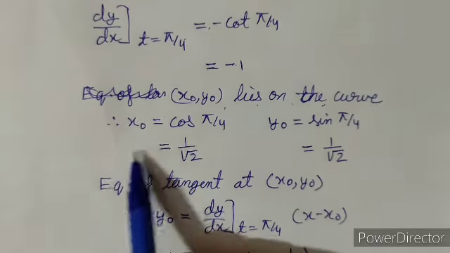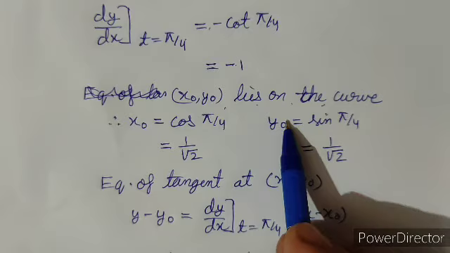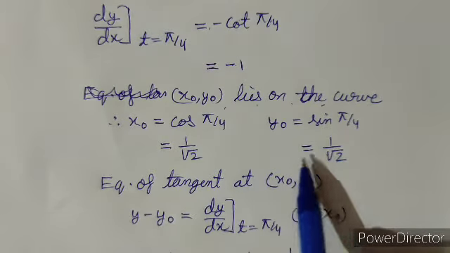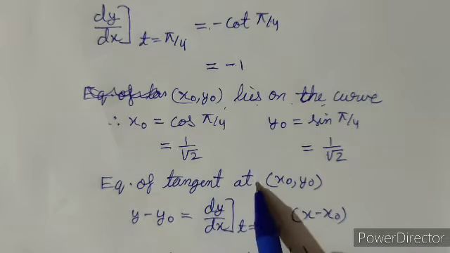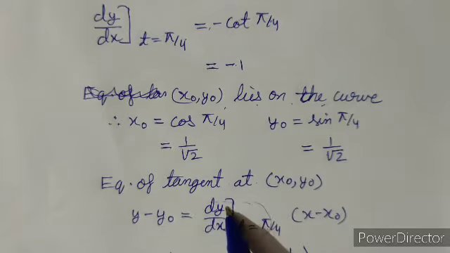So x0 is equal to cos pi by 4, and that is equal to 1 upon root 2, and y0 is sin pi by 4, and that is equal to 1 upon root 2. Equation of the tangent at point (x0, y0) is given to us by y minus y0 equal to dy by dx at t equal to pi by 4, that is slope of the tangent, into x minus x0.